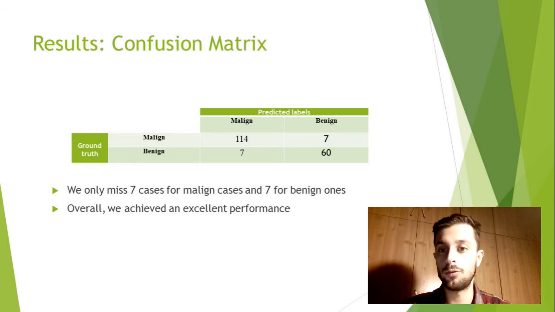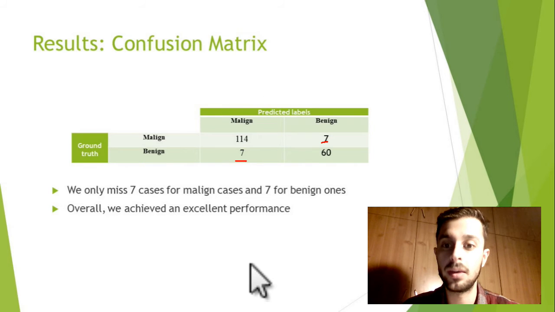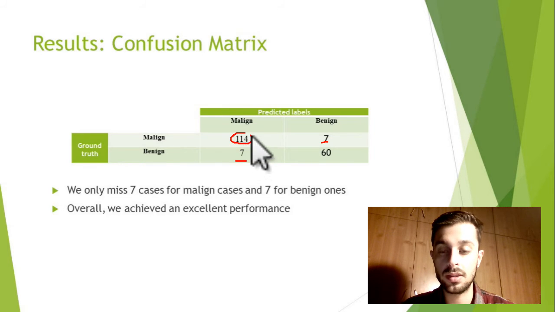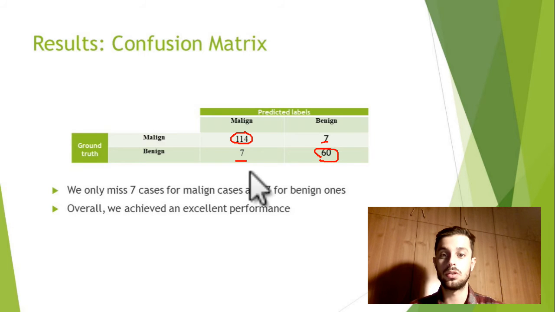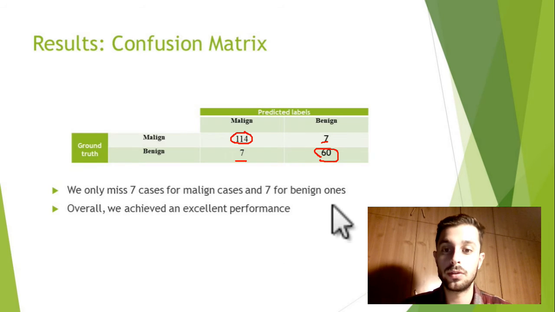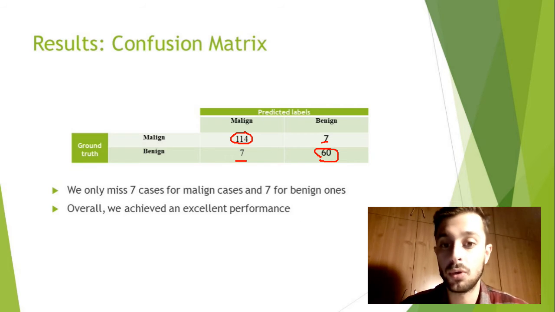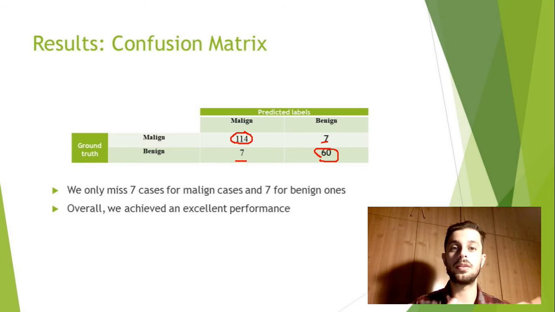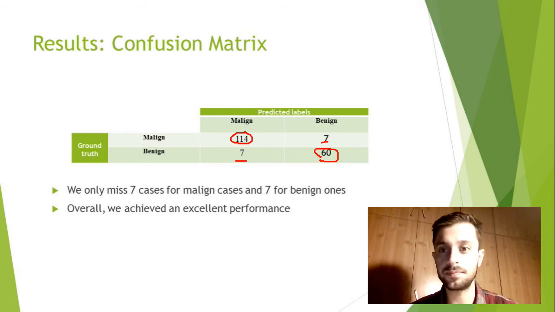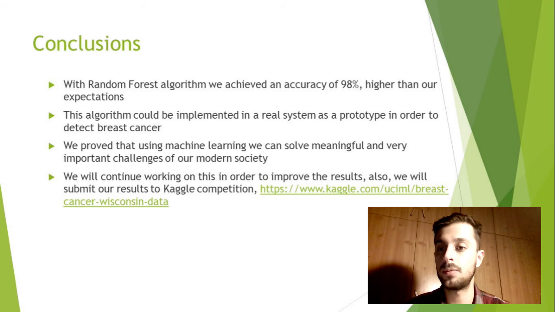We also present the confusion matrix. We only miss 7 cases for both. The rows represent the ground truth, the real label, and the columns, the predicted labels. This will be the true negatives, and this the true positives. In order to assess an algorithm, this matrix is a proper way to see the misclassification.